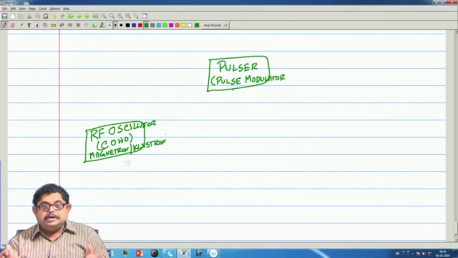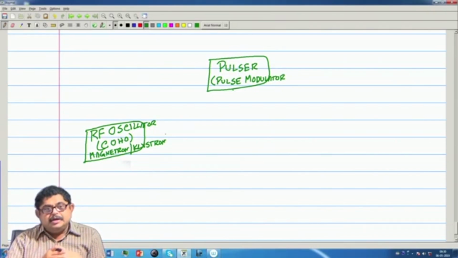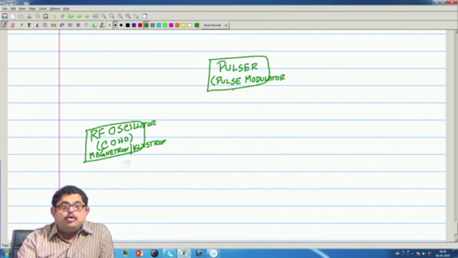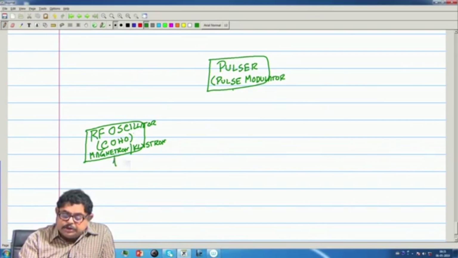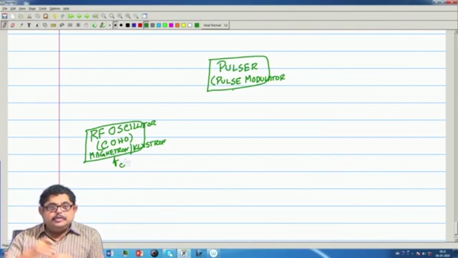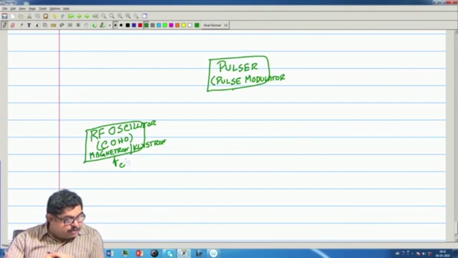These pulse radars are high power, so you cannot have other types of semiconductor based ways, though with the advent of semiconductor technology maybe one day we will get that. Still people use magnetron, klystron or TWT etc. Now, this is called coho. Coho means coherent oscillator. We will discuss the part of coho, and let us say it is producing an RF wave with carrier frequency FC.